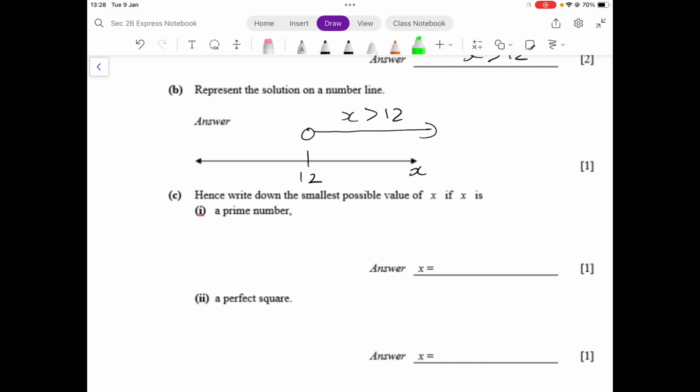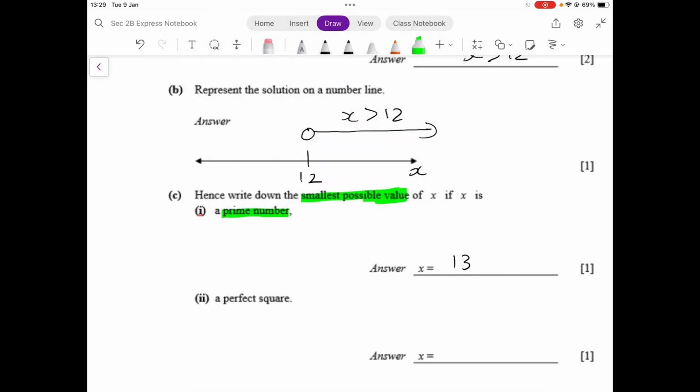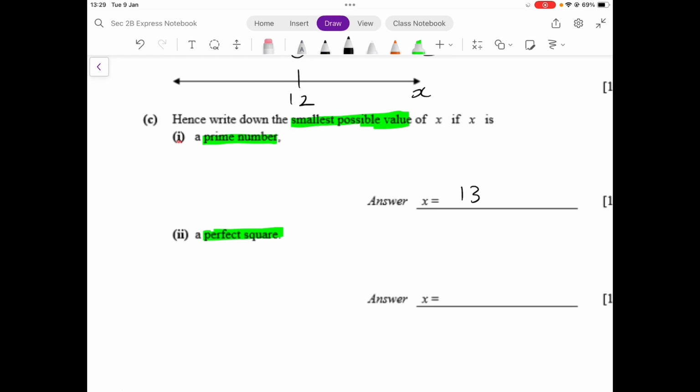Then from here, write down the smallest possible value if x is a prime number. So your prime number more than 12 will be 13. Right, the next one, perfect square. Okay, perfect square means numbers like 2 times 2, 4. 3 times 3, 9. 4 times 4, 16. Okay, so the next possible value we have will be 16.